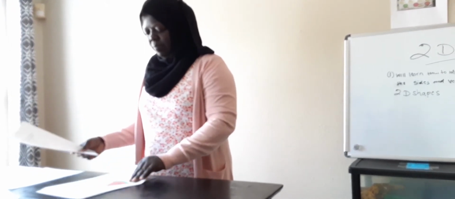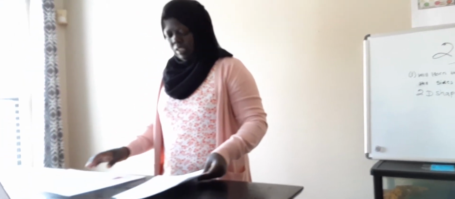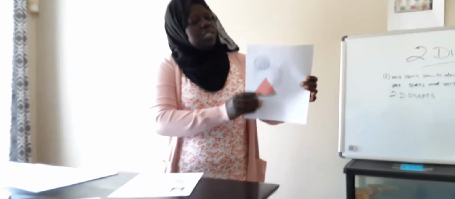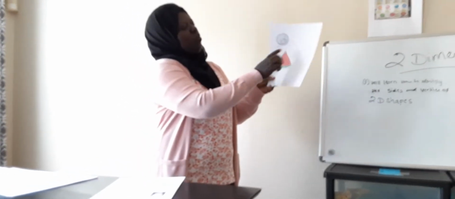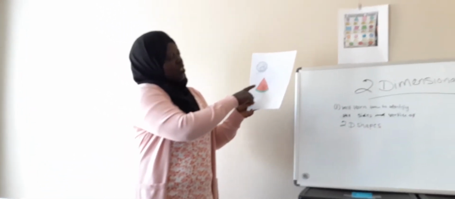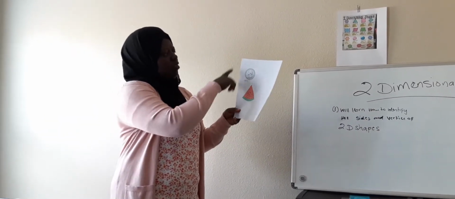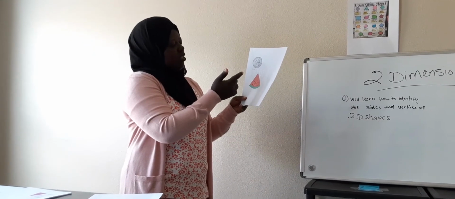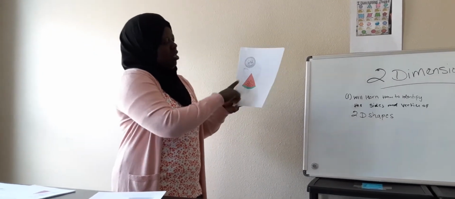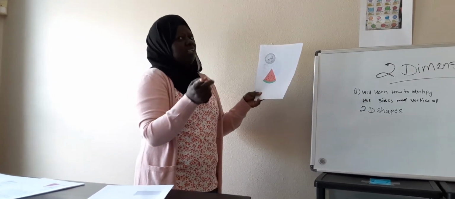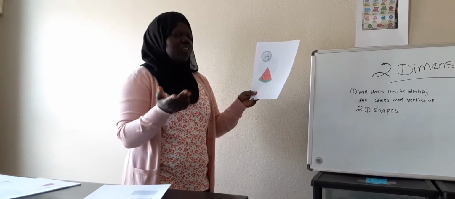Before we move on to the vocabulary, I just want to show you that you will find 2D shapes in almost everything. So let's say like this one. Who can tell me what this represents? Anas? So the quarter represents a circle. So you already know, oh, okay, so it's a circle. So the quarter represents the shape here. So when you look at this slice of watermelon, you can think, oh, okay, this looks like a triangle.